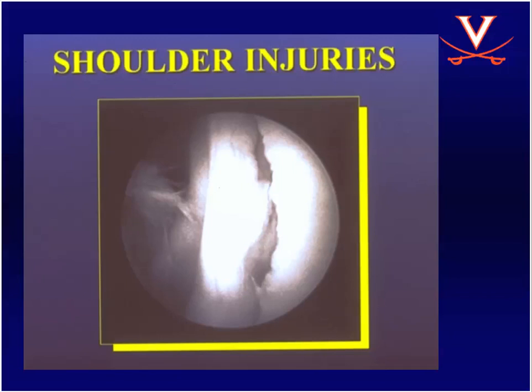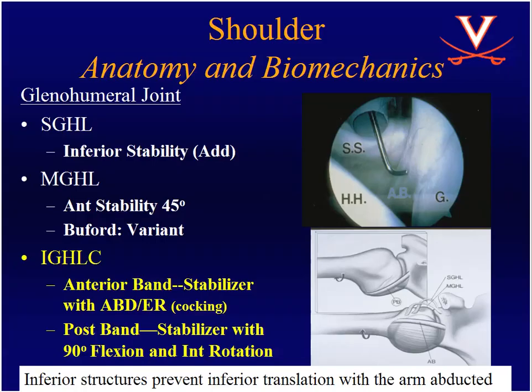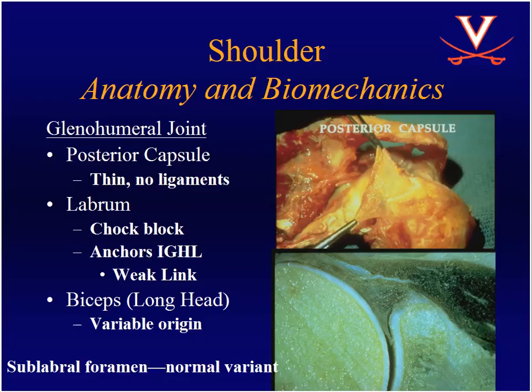And it's this construct then, both the labrum and the anterior band together, that form the essential lesion, or the Bankart lesion we know about. The long head of the biceps attaches to the superior labrum, and that also is a weak link because that's where we have SLAP tears occur.